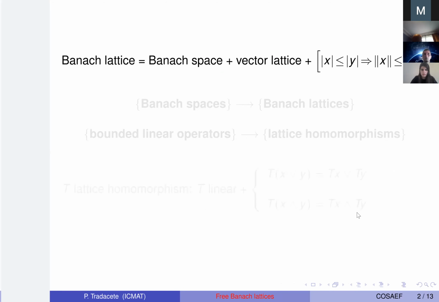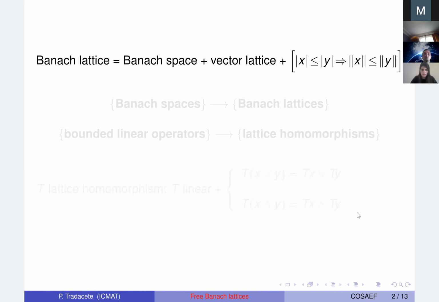So, let me just start by recalling, of course, in this community that shouldn't be necessary, but let me recall what is a Banach lattice. Essentially, we have a Banach space, which is also a vector lattice, and we impose some compatibility conditions between these two structures, right? So we have this thing here, which is the relation between the lattice structure and the norm, which we require to be monotone with respect to the absolute value.